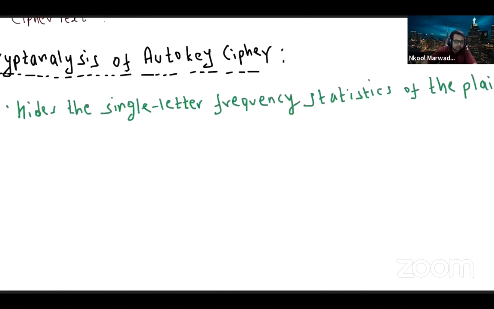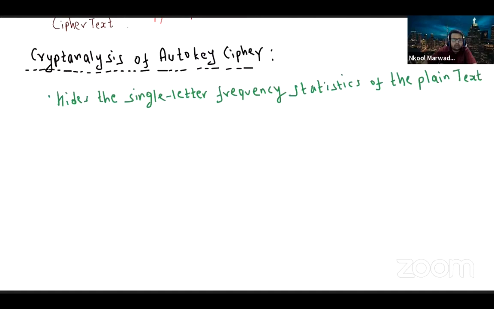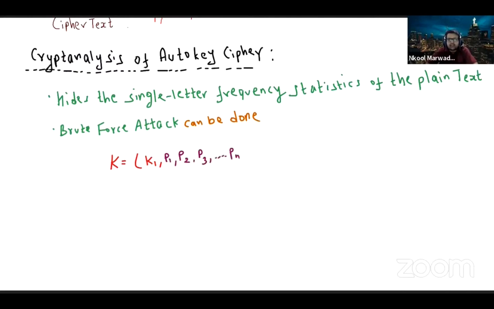Apart from that, one more very interesting observation we will make is in terms of brute force attack. If we analyze it, it is prone to brute force attack. Brute force attack can be done, and why is it so? The idea is very simple. We know that it makes use of the key stream, and in the key stream, only the first key is a random character. All other characters are simply the plain text symbols. So we just have to identify this K1, because all the rest will be automatically identified.